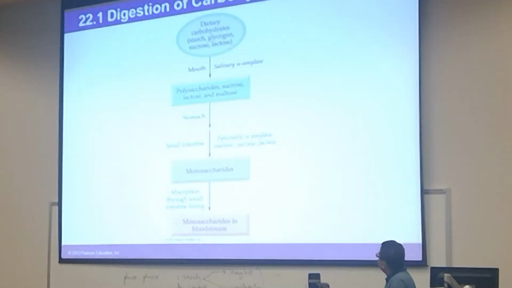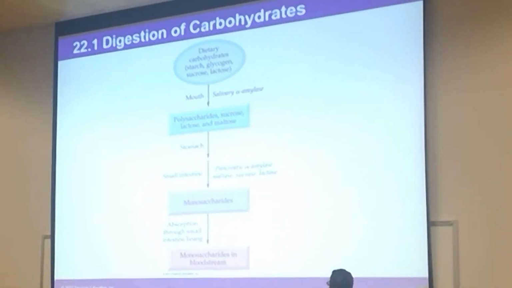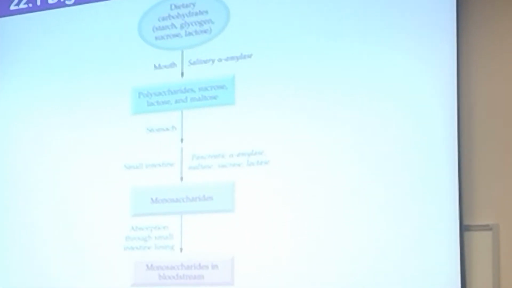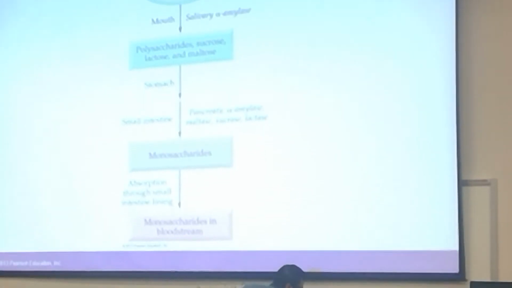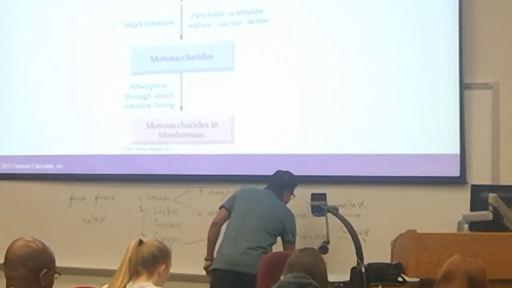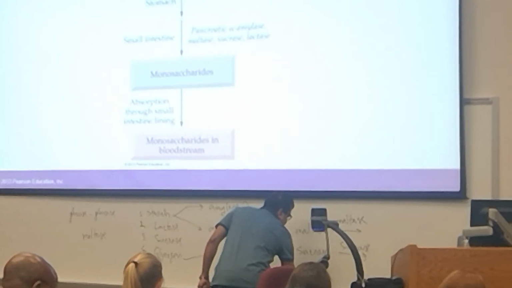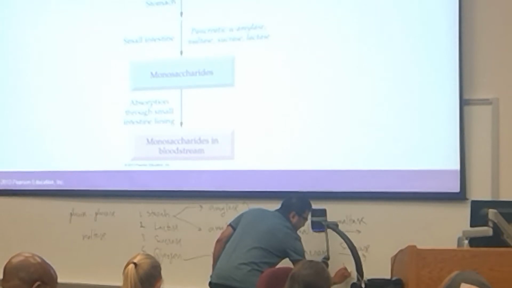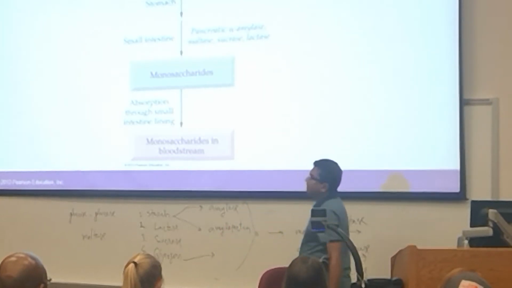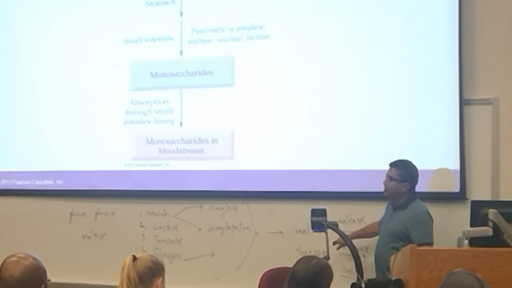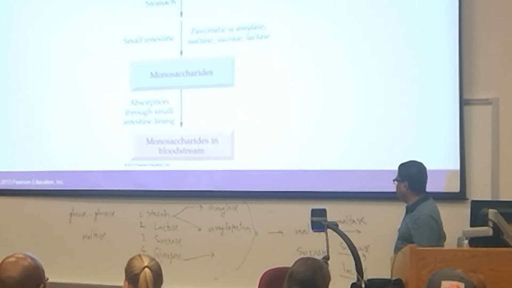And for the maltose, we have the enzyme called maltase. And for sucrose, we have sucrase. And for lactose, we have lactase. All are disaccharides. Now all will be converted to their corresponding monosaccharides.